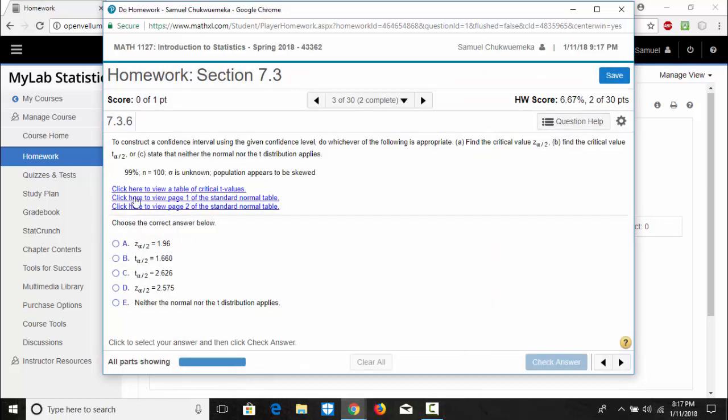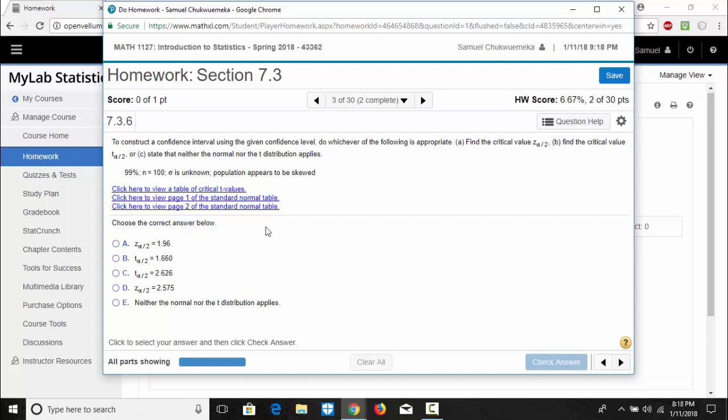Question 3. We have a 99% confidence level. Sample size is 100. The population standard deviation is unknown, but the population appears to be skewed. So even though the population is not normal, it's skewed. However, the sample size is greater than 30, so that's fine. We don't know the population standard deviation, so we're going to use critical T.